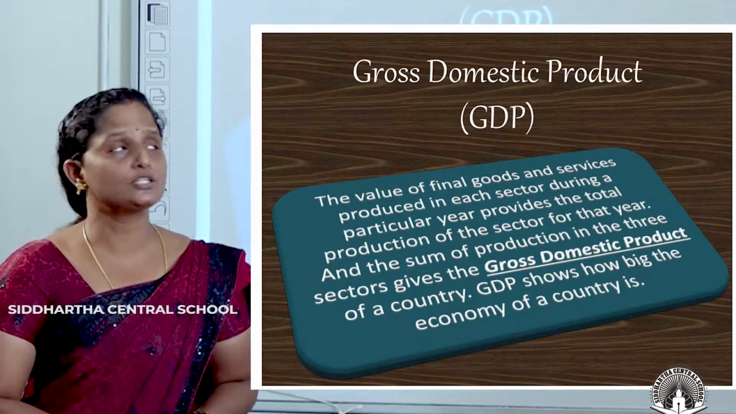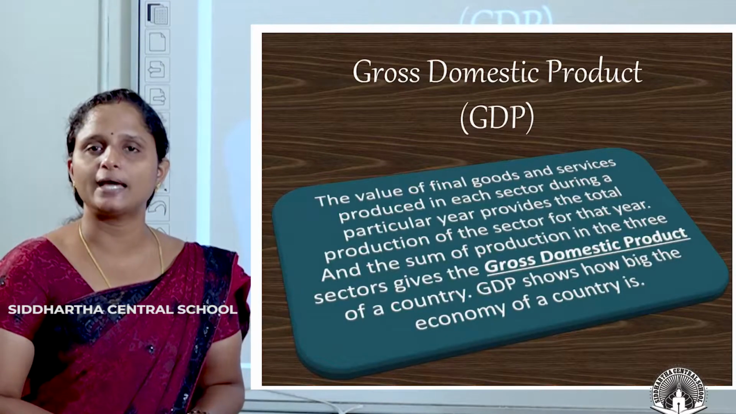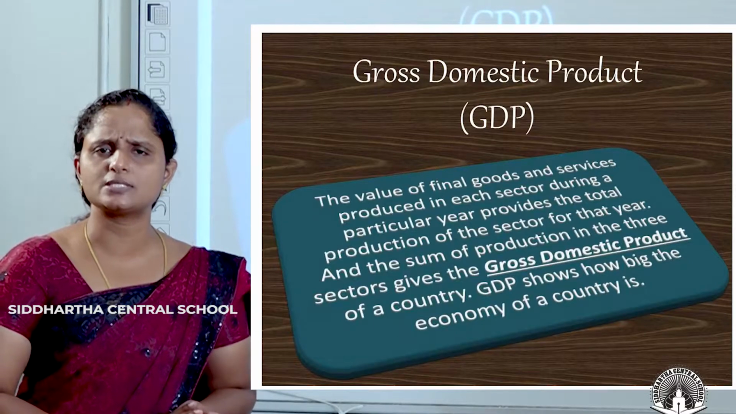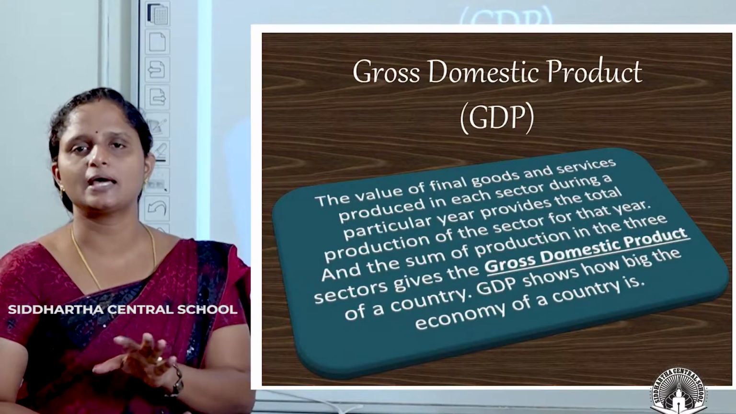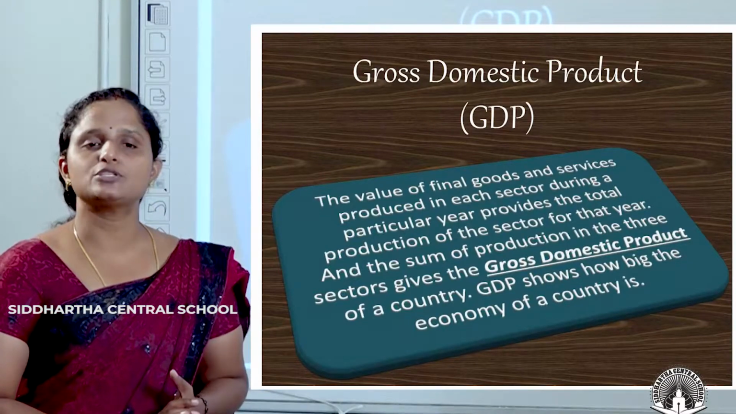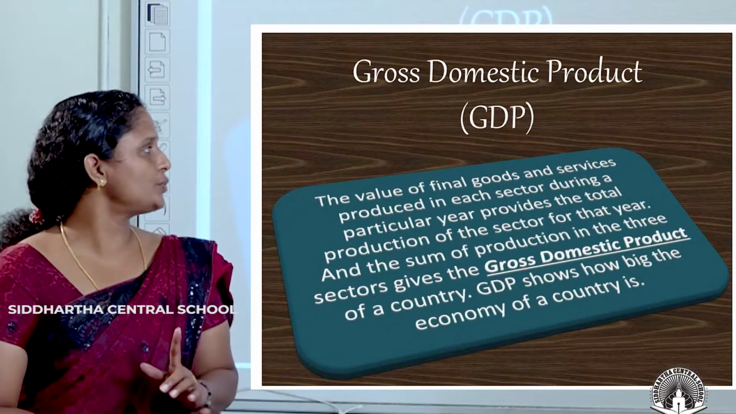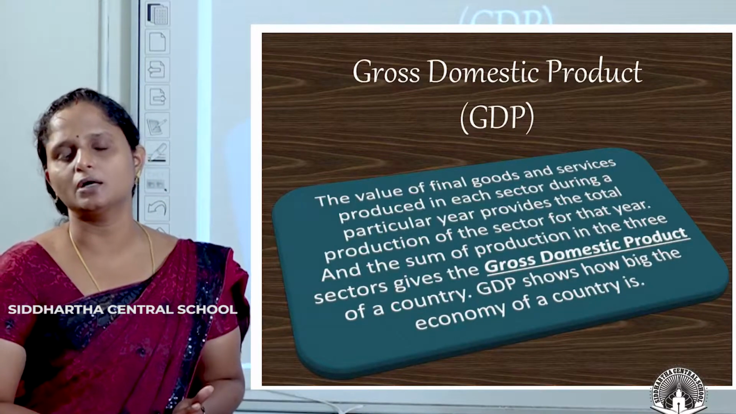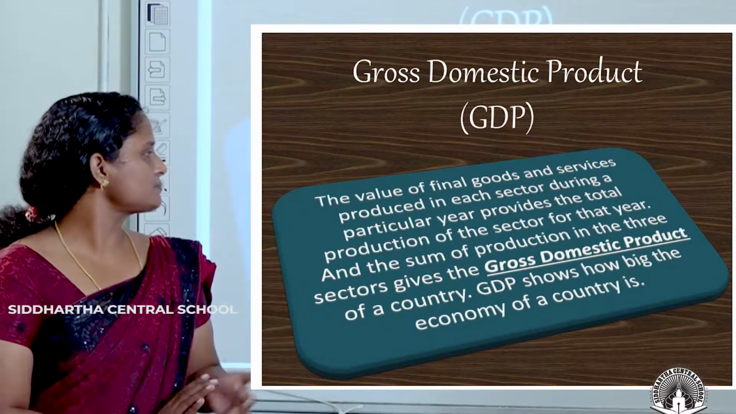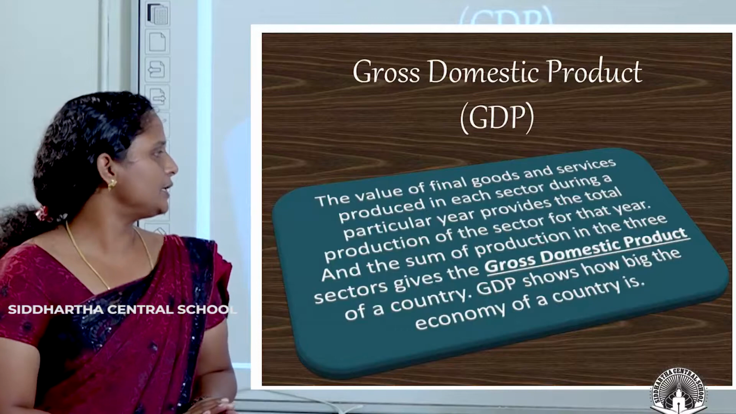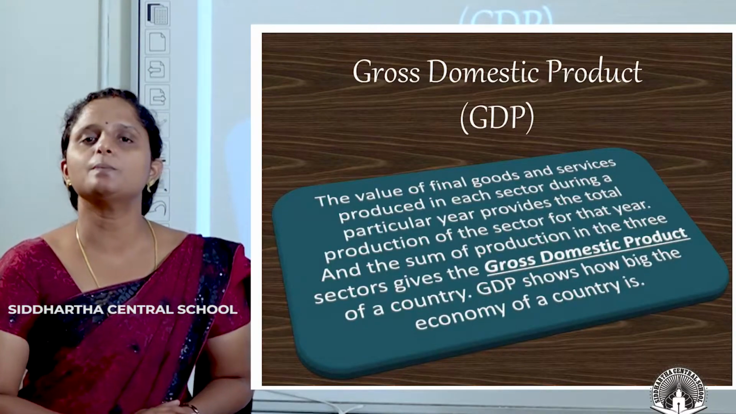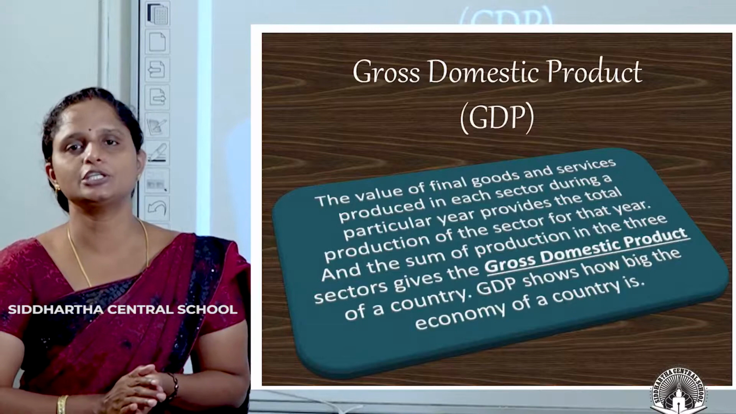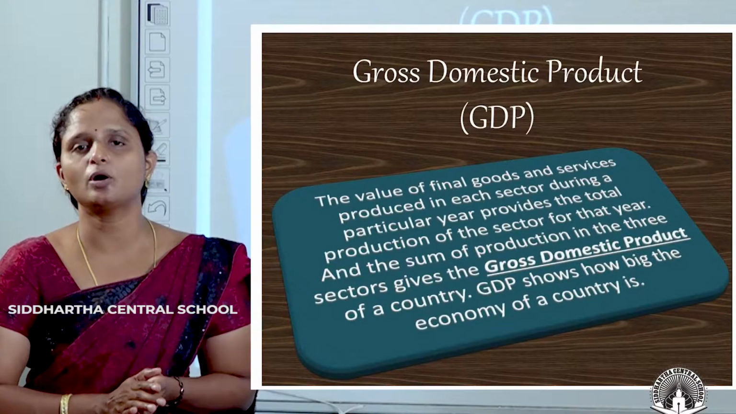And the GDP, as I told you, is the value of the final goods and services which are produced in each sector. Each sector, which sectors? Yes, the primary sector, the secondary sector and the tertiary sector. During a particular year, mainly we can say one year, which provides the total production of the sector of that particular year. Then that gives our GDP of the country, and this GDP shows how big our country is. So that is the importance of this GDP, or the gross domestic product.